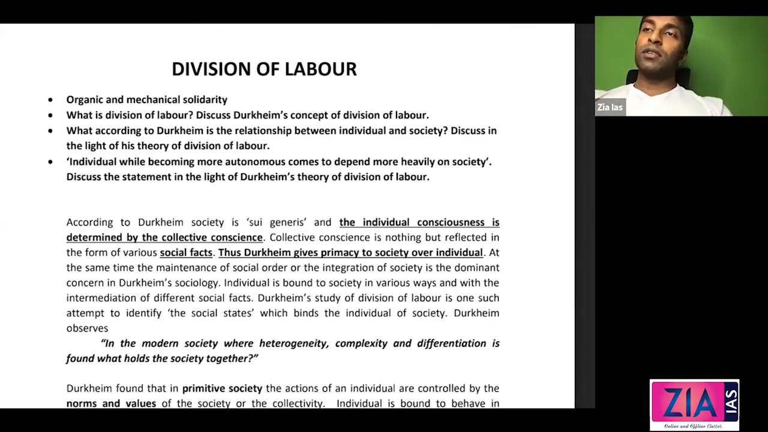Now let's talk about, so we have done with definition, causal explanation. Now what we need, guys? We need function. Function is very simple. So he says it is existing means it is necessarily fulfilling function. What is a function? Integration of society.